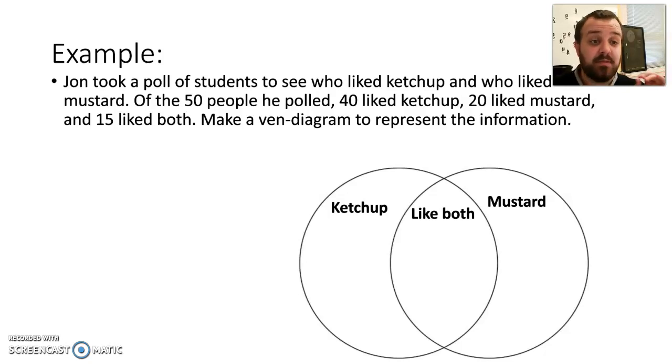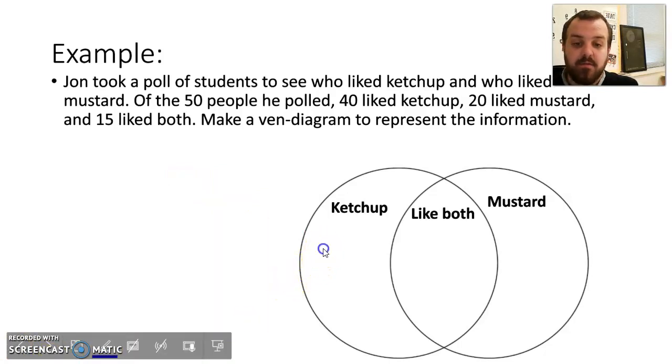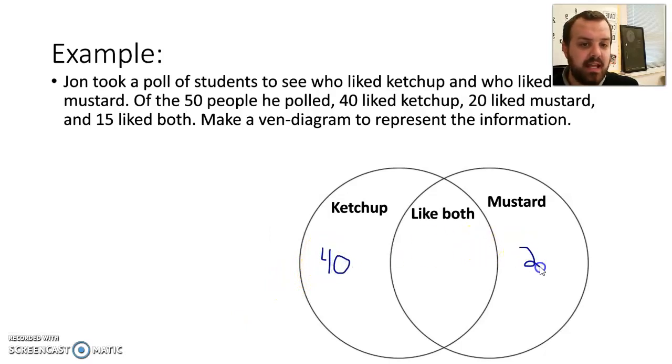Now, you have to be very careful when you go to do this, because if you don't think about it, and if you're just going really quick, you would probably say, oh, it says 40 people like ketchup. I'm going to go ahead and write 40 over here for ketchup. And it says 20 like mustard, I'm going to put that here, and 15 like both, I'll put that here. That's what somebody who's rushing would do.